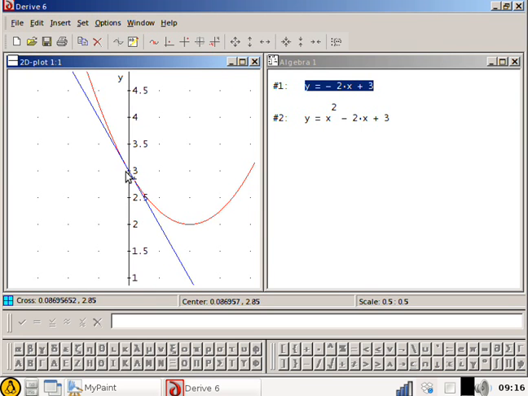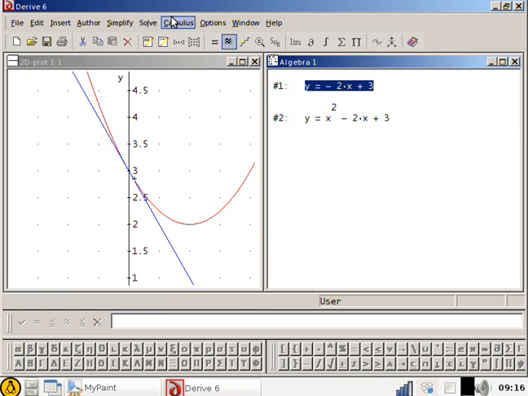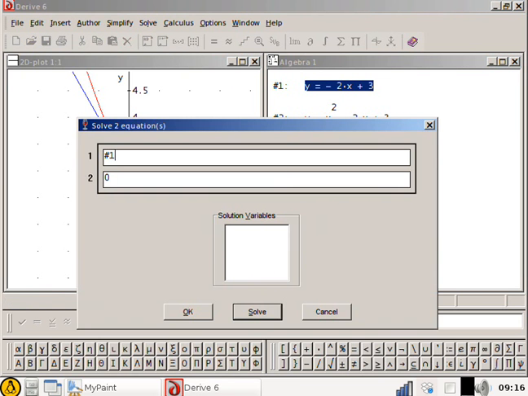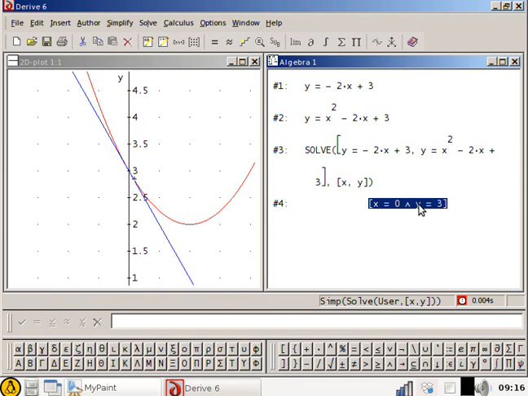And where do you think it meets it? Just looking at the graph here, it's probably like 0, 3, isn't it? So if I solve this, we're looking for an answer like 0, 3. So let's see what happens if we solve this. Solve system, 2 variables, equation 1, equation 2. And there you go. It's at 0, 3.